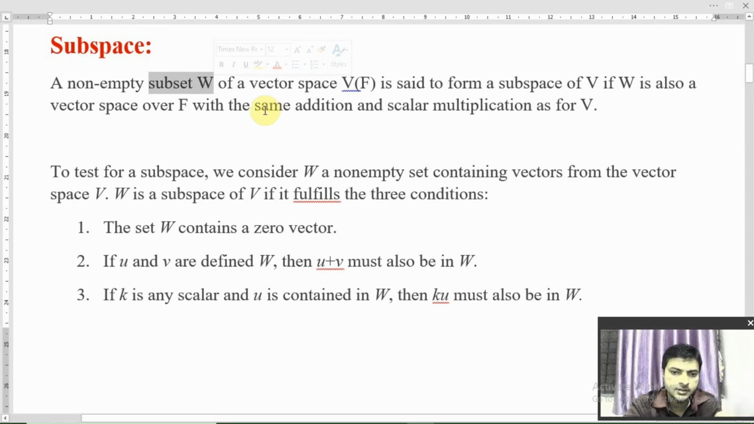And how do we test? This is a very simple idea I have given. To test for a subspace, please remember the first condition: W must not be empty. It is a non-empty set. So what does it contain? From the vector space V, W is a subspace of V if it fulfills the three conditions. Very simple.